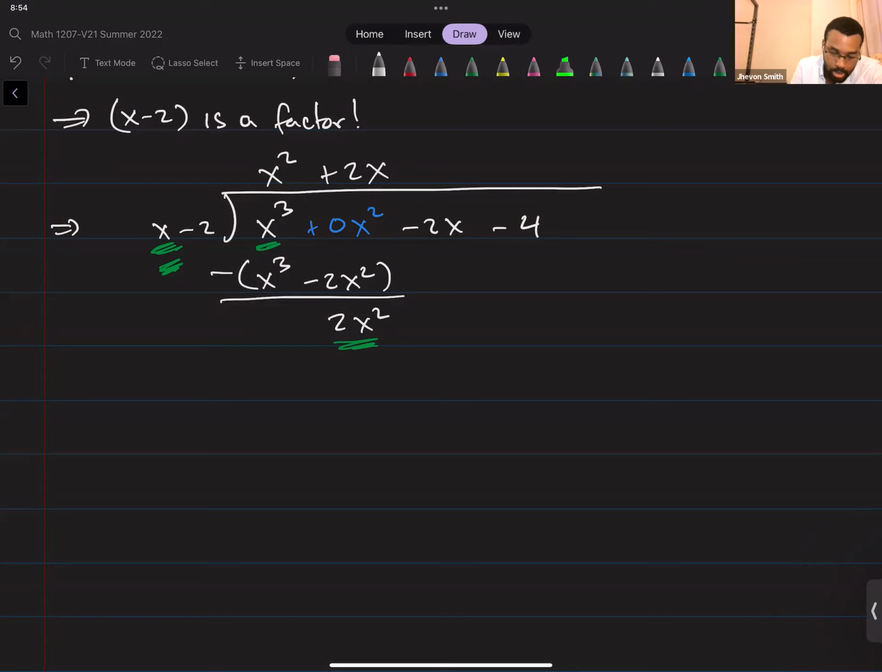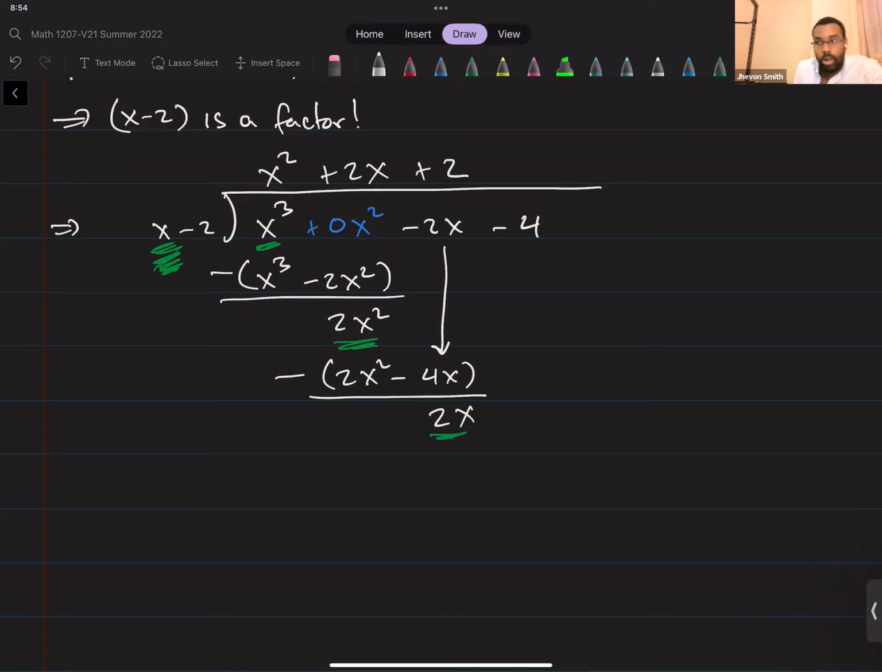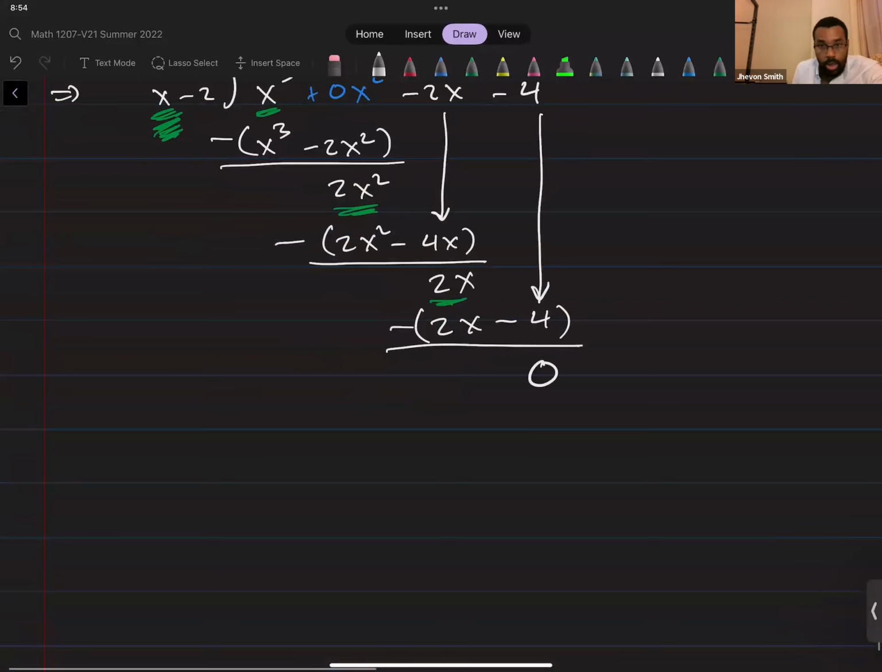Then you take the 2x, multiply everybody there, you would get 2x squared minus 4x. You subtract that. You have a minus 2x plus a 4x, you get positive 2x. You do it again. Take your x, divide into this 2x. You get plus 2. Take that plus 2, multiply everybody, you get 2x minus 4. Subtract. You have minus 4 minus a minus 4, you get 0, which you have to get 0 here.